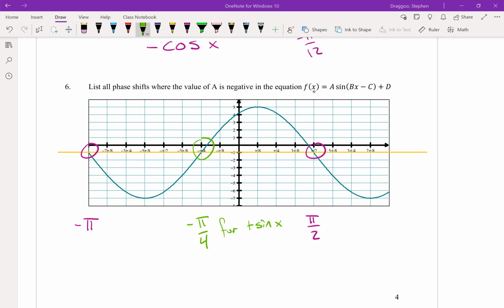Why not negative 7? So if I chose a minimum value, like say this guy right there, that would be a negative cosine function. And I'm looking for negative sine. So don't choose that one.